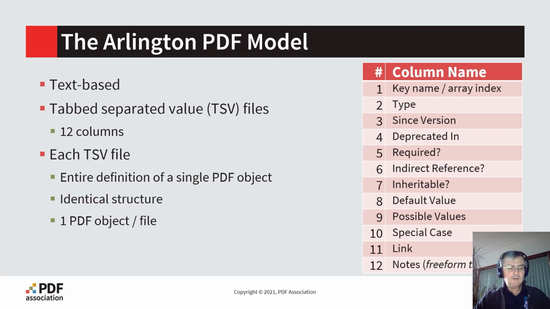So let's back up a bit and look at how the Arlington PDF model is encoded. Without detailing the full path that led to the end result, the Arlington PDF model is a set of tab-separated value (TSV) files. Each file has an identical structure and is a full and complete definition of a single PDF dictionary or array object. There are 12 structured data fields, with many correlating directly to the data points in the tables in the PDF specification that we previously saw. Like PDF itself, the content is all case sensitive.